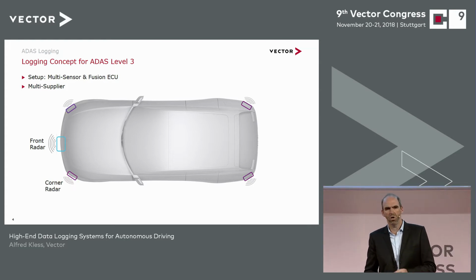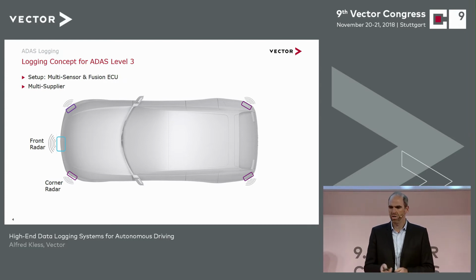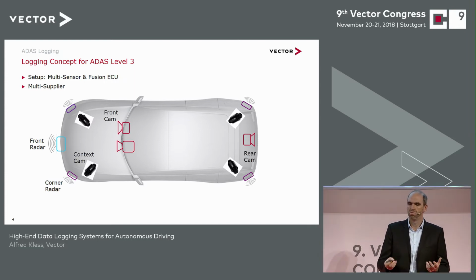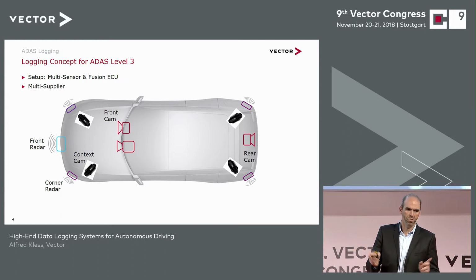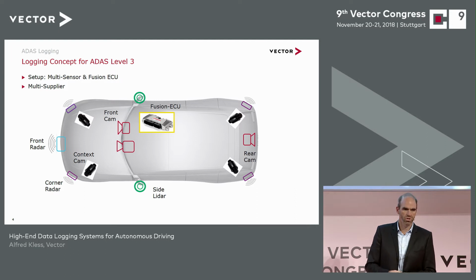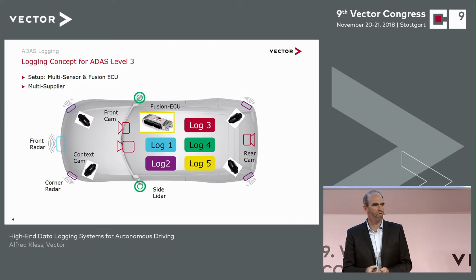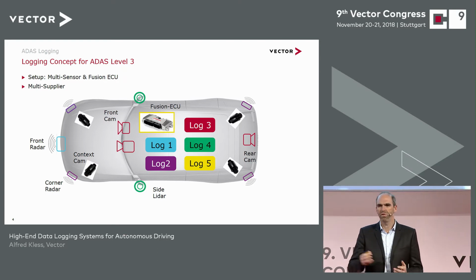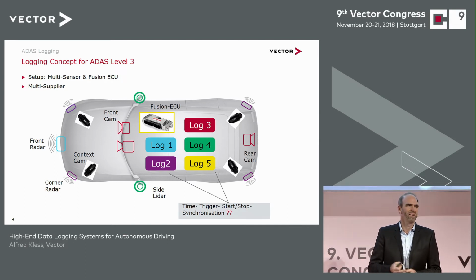Front radar, corner radars. On the corner radars, typically you need monitoring cameras looking in the direction that the radar is looking into. I need, for example, a front cam, maybe with two different resolutions of field of view, the opening angle of the camera, with a rear cam, reverse camera, maybe a laser scanner. Then side LiDAR, Fusion ECU. If I wish to log all of that, then I've got a whole trunk full of logging solutions from each tier 1. How do I get that synchronized?